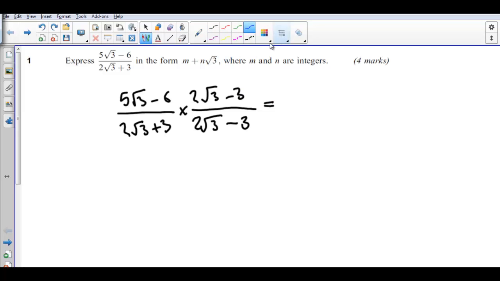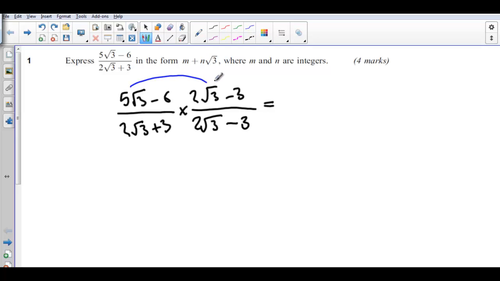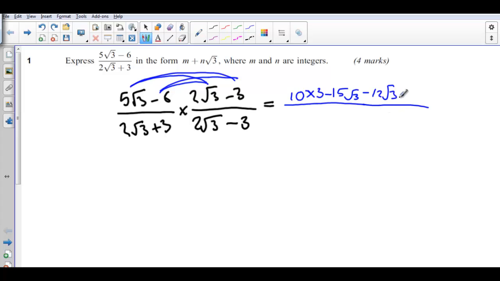Now let's go ahead and multiply it out. Let's get a thinner pen as well. Okay, happy with that. So 5 times 2 gives us 10, so this is on the denominator. 10 root 3 times root 3 is 3, so we've got 10 times 3. Next bit, negative 3 times 5 is negative 15 root 3. Then we've got negative 6 times 2, which gives us negative 12 root 3, and we've finally got negative 6 times negative 3 is positive 18.